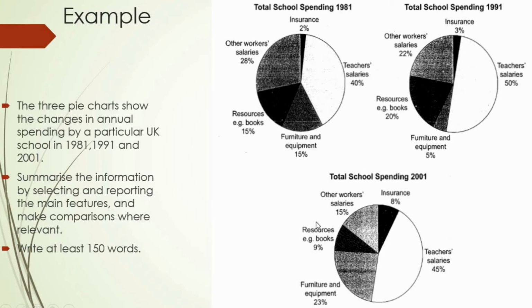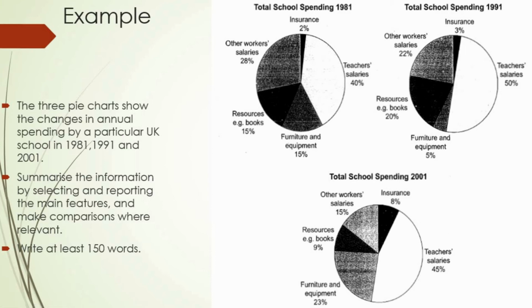After that is something like in 1981 books were only 15%, they increased in 1991 but decreased in 2001. Furniture has a reverse trend. Initially it was 15, they reduced and then again got increased. Insurance, the cost of insurance is increasing systematically. It is not decreasing at all. Okay, so this is the kind of an explanation of these pie charts.